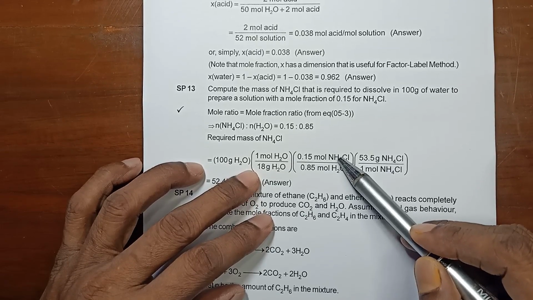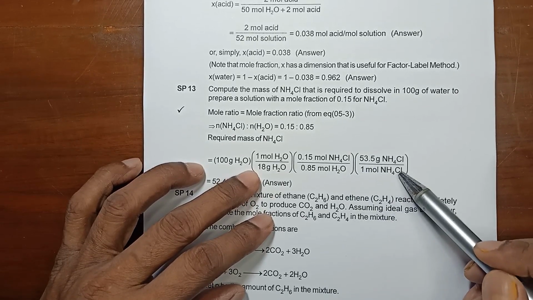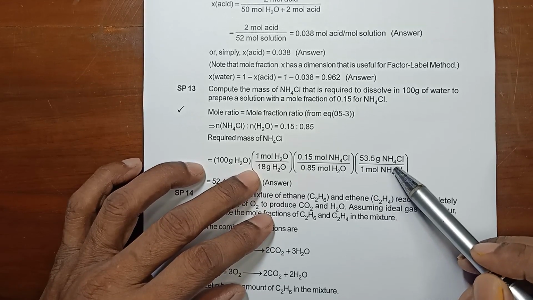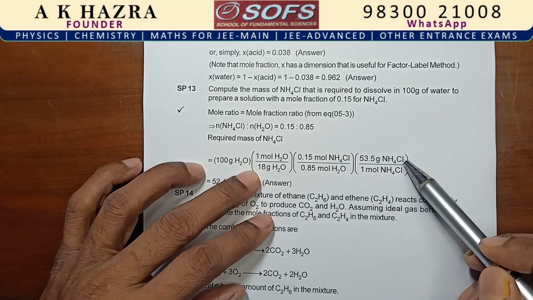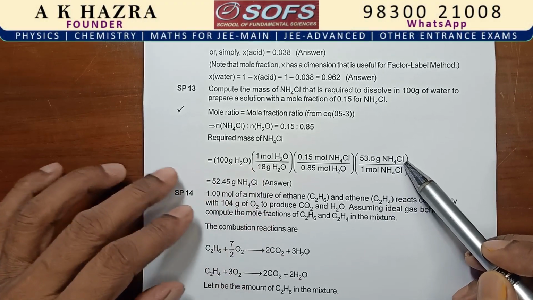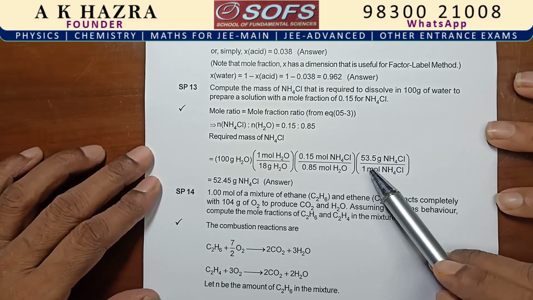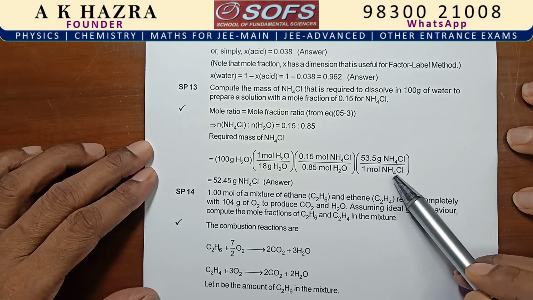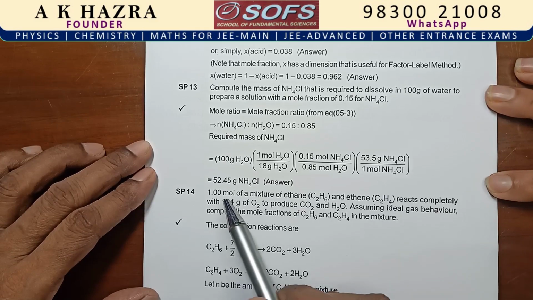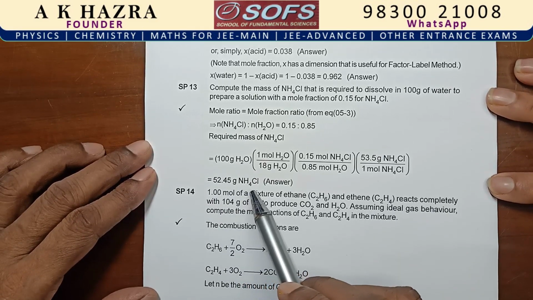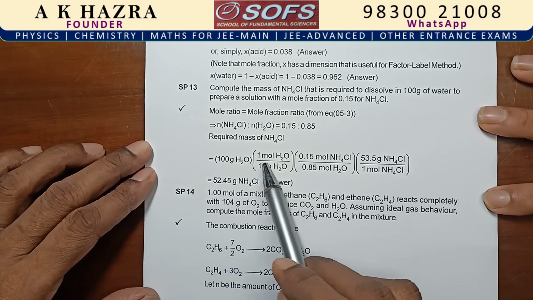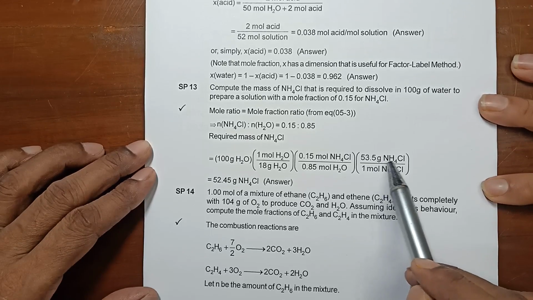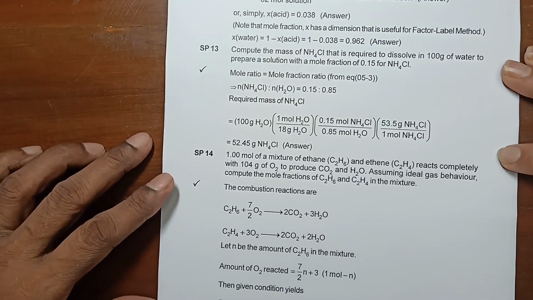Now convert to gram NH4Cl. We know the molar mass of NH4Cl is 53.5 gram per mole, because nitrogen is 14, hydrogen 1 and chlorine 35.5. So 53.5 gram is 1 mole NH4Cl. Ultimately we will have 52.45 gram NH4Cl. Gram water cancels out, mole water cancels out, mole NH4Cl cancels out, and we will have gram NH4Cl.